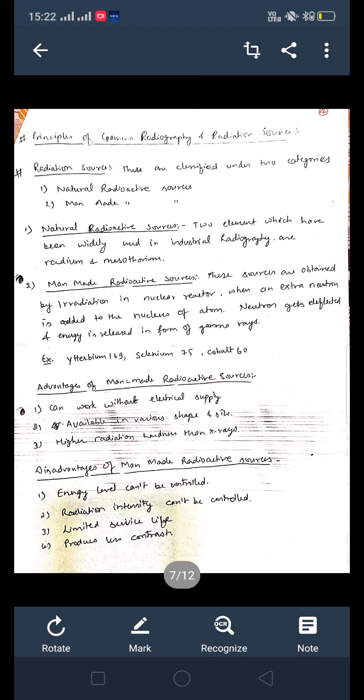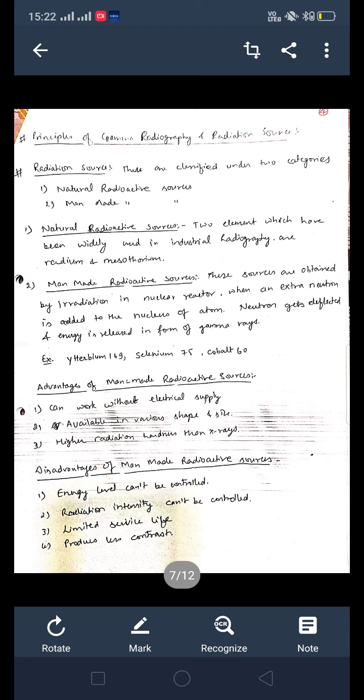So, come to the point. The next topic is the principle of gamma radiography and radiation source, which is a very important topic related to non-destructive testing. The first one is the radiation source. These are classified under two categories. The first is natural radioactive sources, and the second is man-made radioactive sources. My dear students, I have already sent the notes of unit 3. You have the notes, so follow this video and you will understand better.